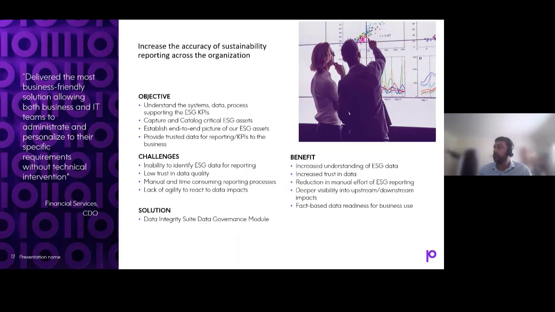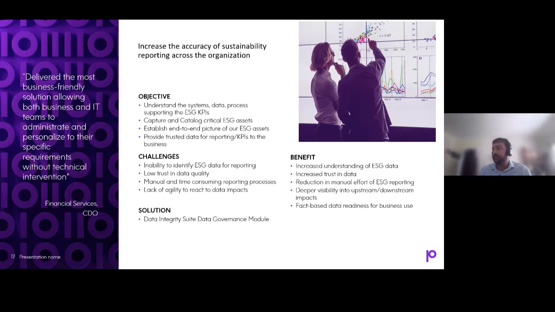And just before we go into the demo, I just wanted to set the scene a little bit about what I'm going to be discussing. So the use case, or the scenario we're looking at, the goal we have here is to increase the accuracy of sustainability reporting across our organization. And the way we're going to do that is we're going to look at a few different things within the governance and the catalog platform. We'll understand the systems and the processes that support our ESG assets. And when I say ESG here, we're talking about the environmental, social, governance aspect.